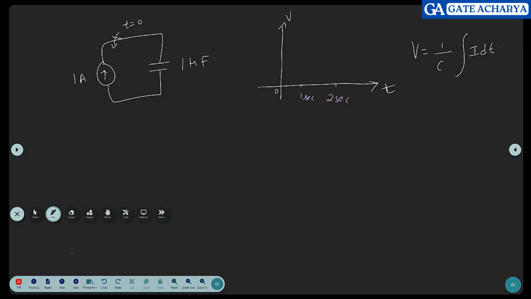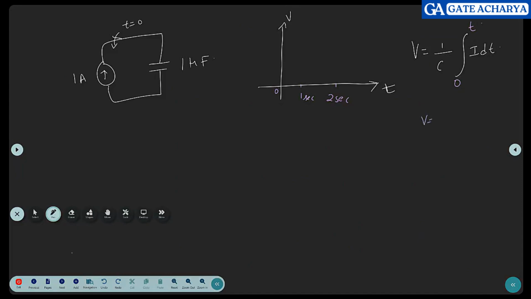Linearly increasing. So can you tell me the numbers? How do you make this equation? What will this integral be? What will be the limits of the integral? The switch is closed at t equal to 0. What are the limits? 0 to t. Which time are you interested in?